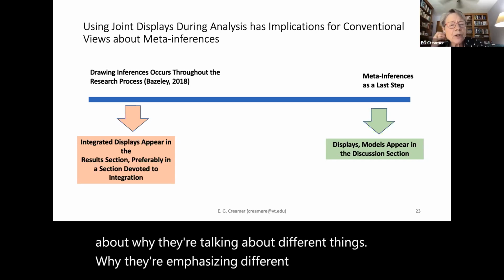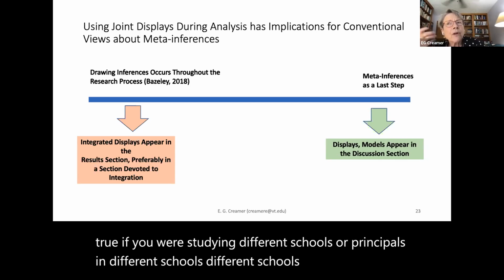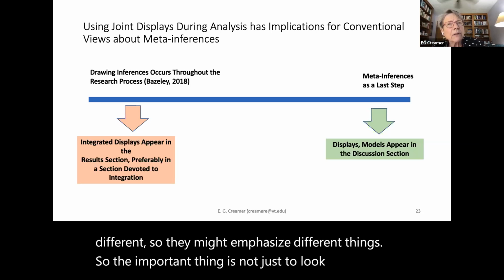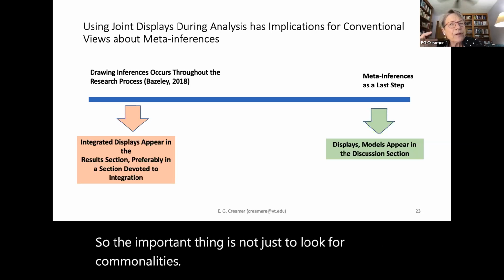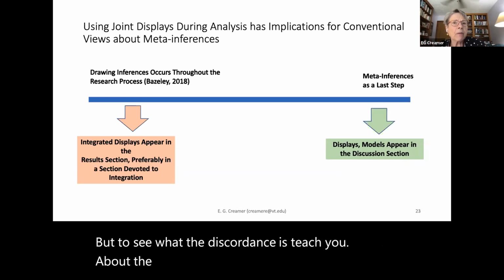This could be true if you're studying different schools or principals in different schools. Different schools are different, so they might emphasize different things. So the important thing is not just to look for commonalities, but to see what the discordances teach you about the person or about the environment.